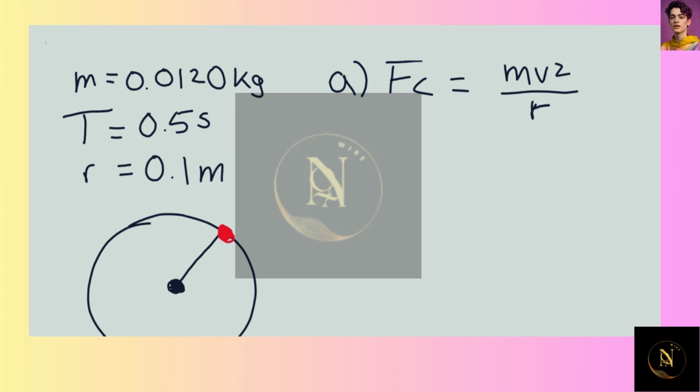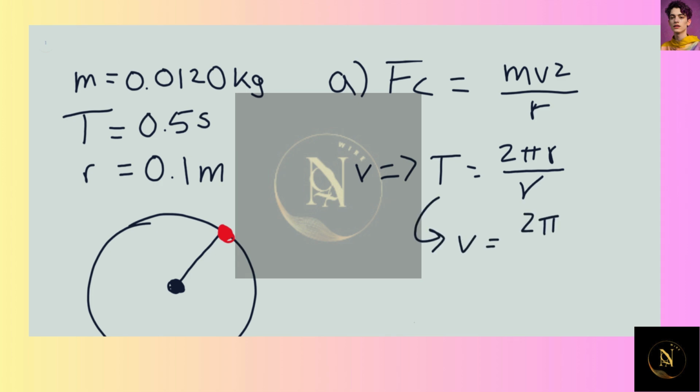Now, as usual, we start with our equation for centripetal force, mv squared over r. Now, we're not given v in this problem, but we are given the period, and we know that T is equal to 2 pi r over v. So that can be easily rearranged to solve for v. And since we know the value of T, we can now pretty easily solve.